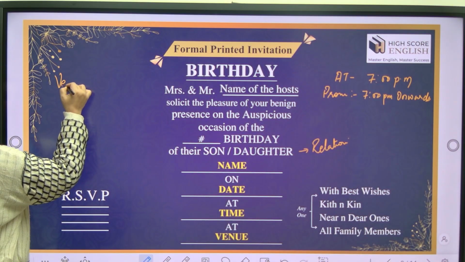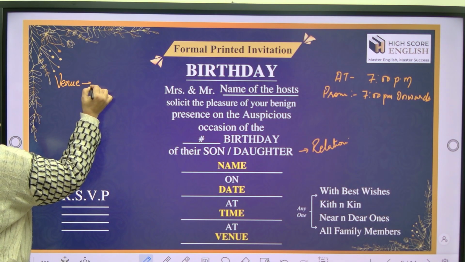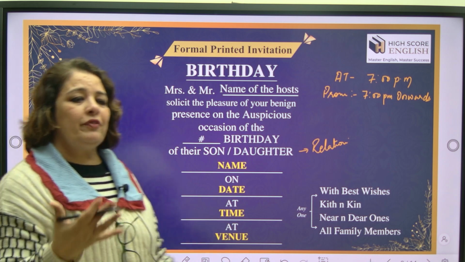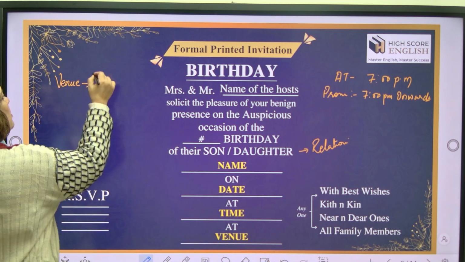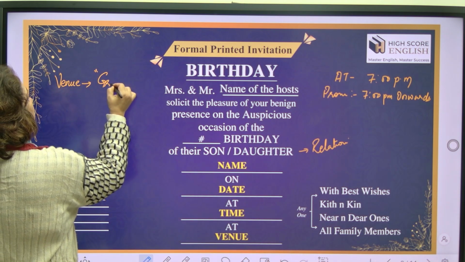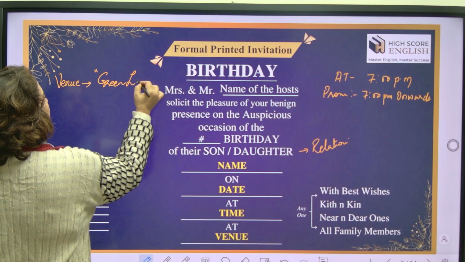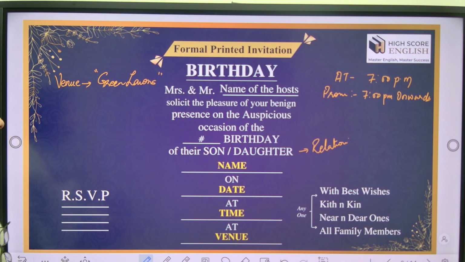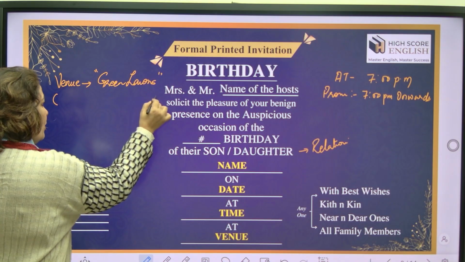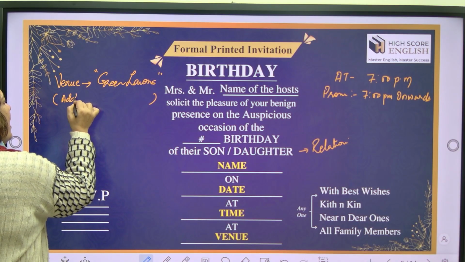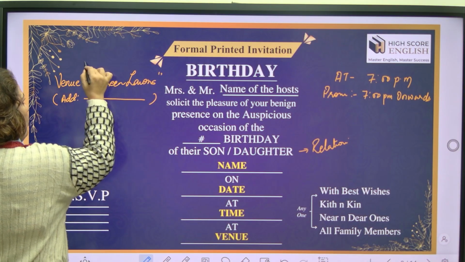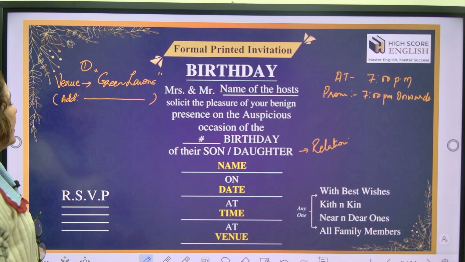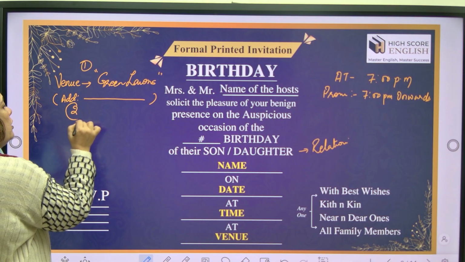When we do the venue, if it is outdoors, then you are going to write the name of that place. Suppose you are doing it at Green Lawns. The place is Green Lawns. So now where is this Green Lawn? Then in bracket, you are going to write the address of the Green Lawn. This is one option. Second option is if it has to be your residence.